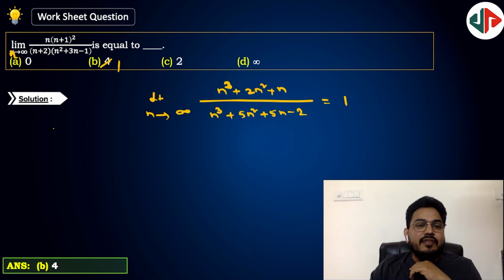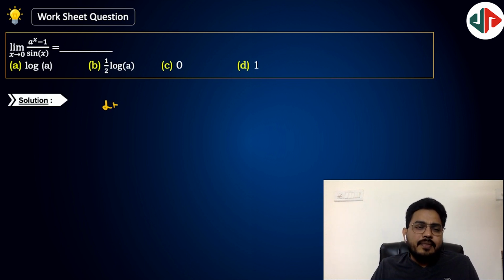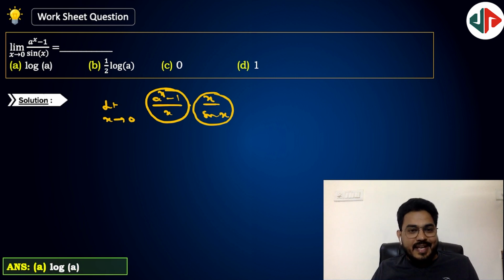So n tending to infinity, numerator is a cubic degree polynomial and the denominator also a cubic polynomial, and leading coefficients are 1 comma 1 only. This question is limit x tending to 0. I will write it as a power x minus 1 by x into x by sin x. I will not think too much about this one. I'll just go, or you can go for the L'Hospital also. What is this value? This value is log A. This value is equal to 1. So answer is log A.